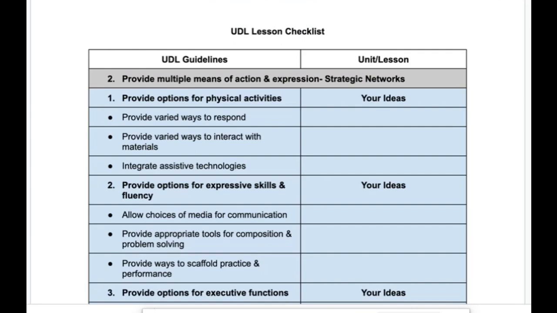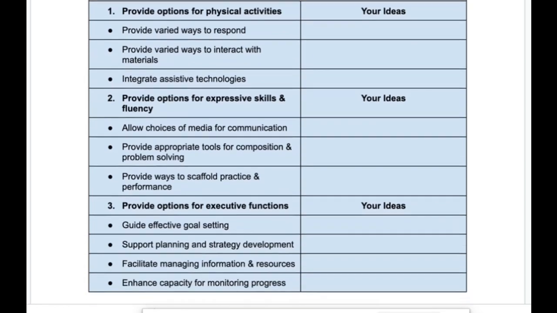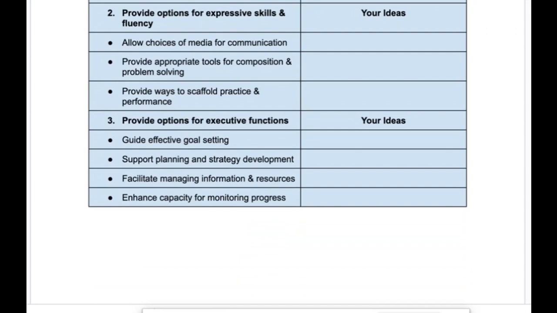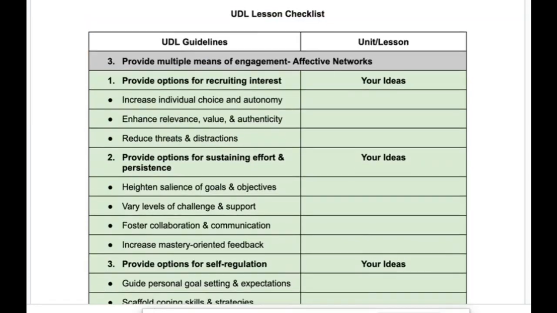Next, your UDL guidelines look at providing multiple means of action and expression, strategic networks. First, you'll provide options for physical activities, then provide options for expressive skills and fluency. Finally, provide options for executive functions. Check out the bullet points and write your ideas in the column next to them.